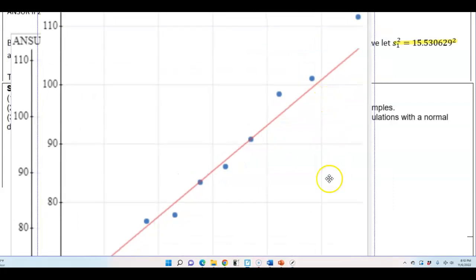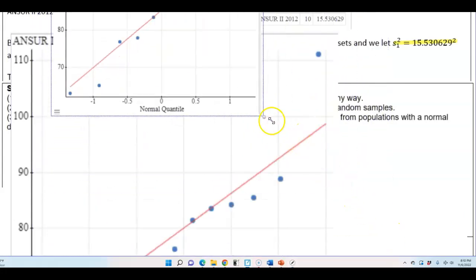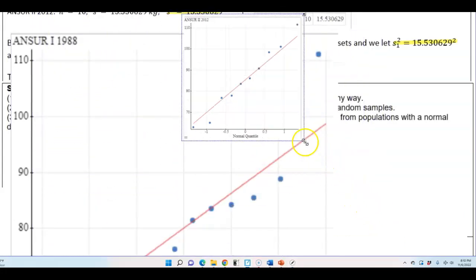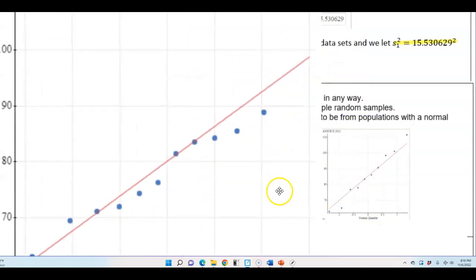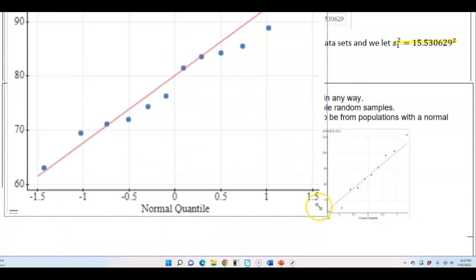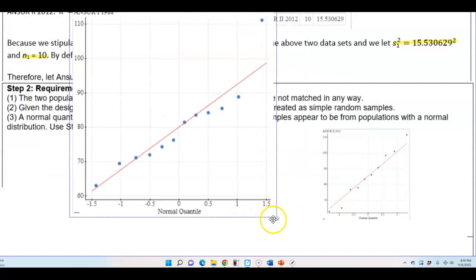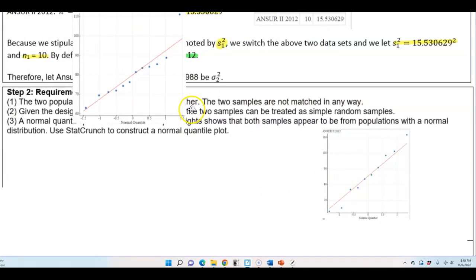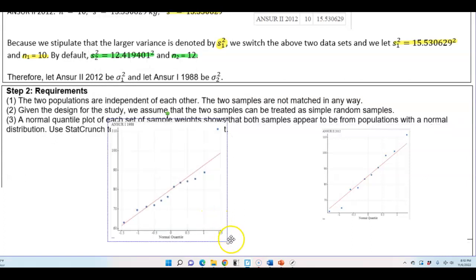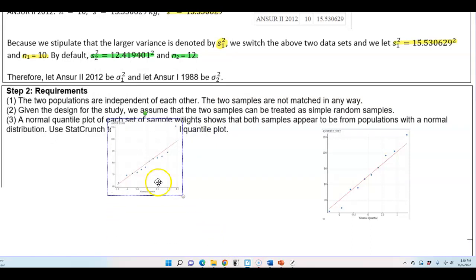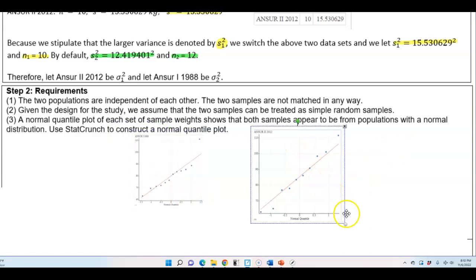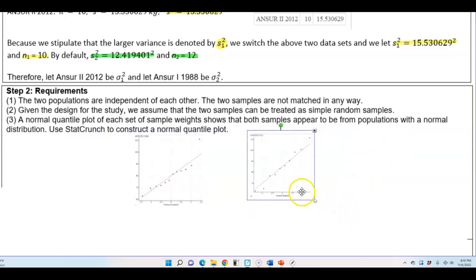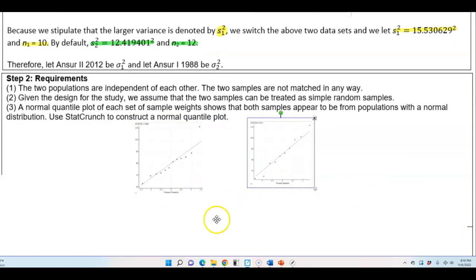So let's take a look at those two. Now we can confirm what those graphs look like. As we can see, they both represent a normal distribution. So here are our two graphs, and you can see that they represent a normal distribution.